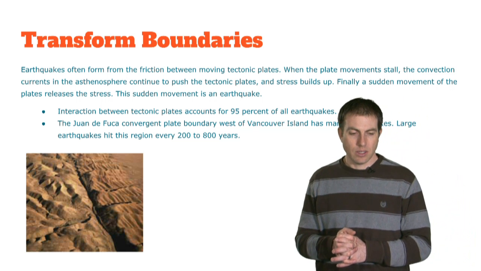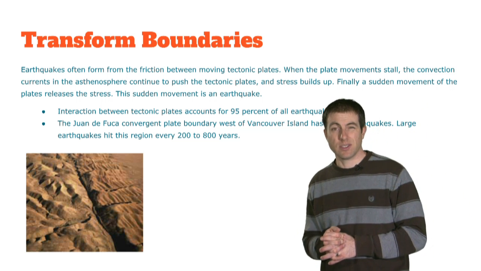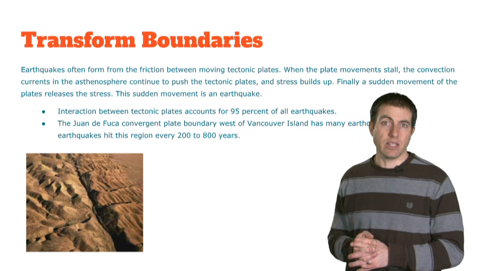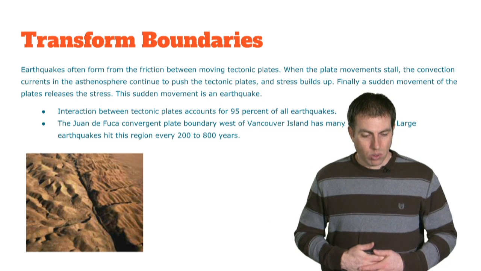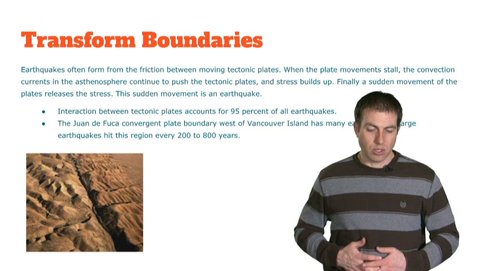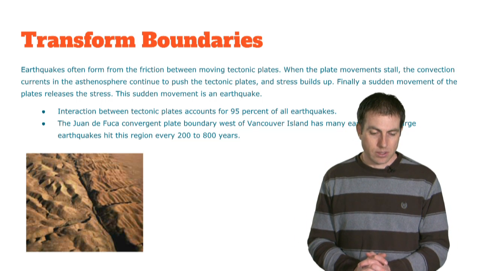Generally speaking, if you're going to have an earthquake, it's going to be at a plate boundary. 95% of earthquakes in the world occur at plate boundaries. The Juan de Fuca converging plate boundary west of Vancouver has many earthquakes. We get big ones every 200 to 800 years.